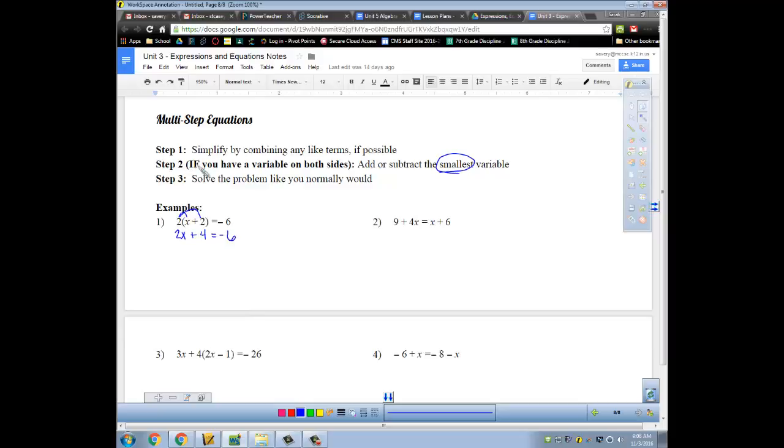So now I look at step 2. Do I have variables on both sides? I have a variable over here, but not on the right side, so no. So move on to step 3, solve it like we normally would. So instead of plus 4, I'm going to subtract 4 from both sides. We get 2x equals negative 6 minus 4 is negative 10. And then divide both sides by 2 to get x equals negative 5.